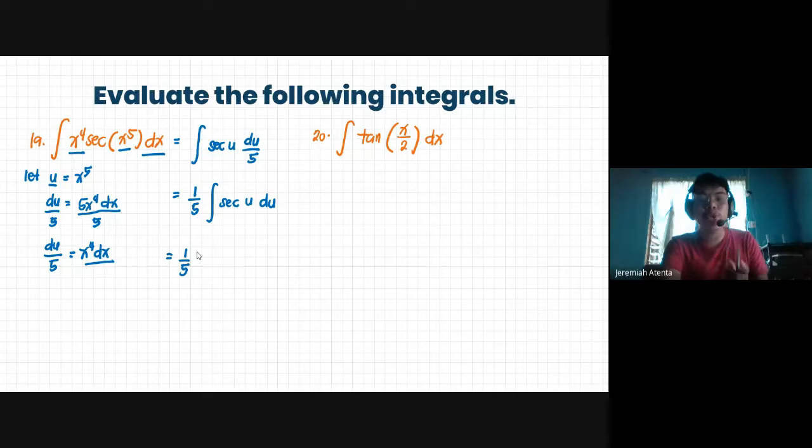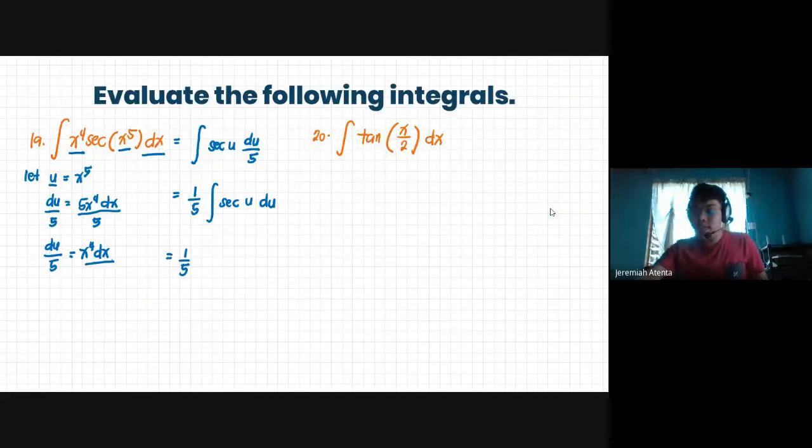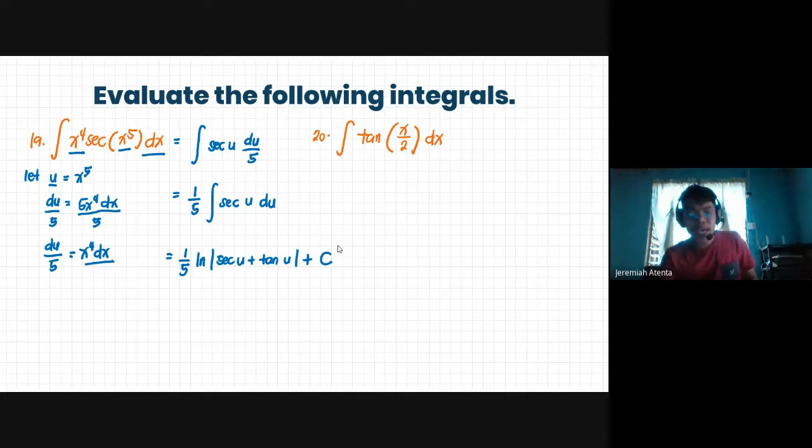Okay, let's go back to the earlier slide. The integral of secant x dx is equal to ln of the absolute value of secant x plus tangent x. So therefore, the integral of secant u du will be ln of the absolute value of secant u plus tangent u, plus c. Do not forget to write plus c, okay? And from that, we have this form.